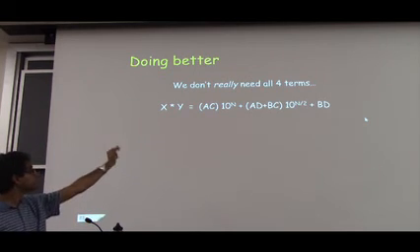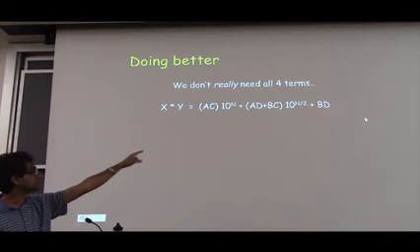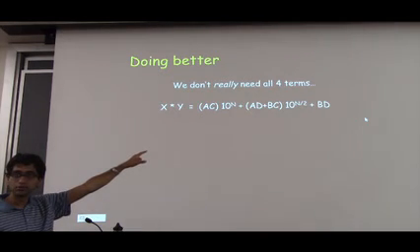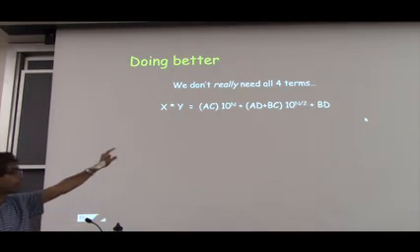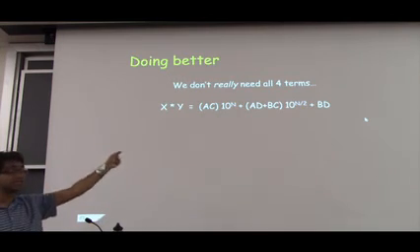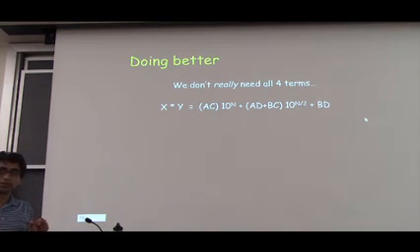Okay, you need the sum of AD plus BC, and you need BD. Now the point is, you don't need AD and BC individually. As long as you can somehow obtain their sum, you are in good shape. So that's the thing we want to analyze.